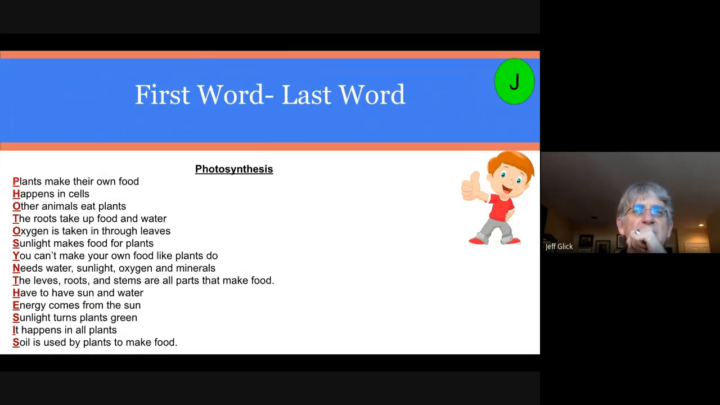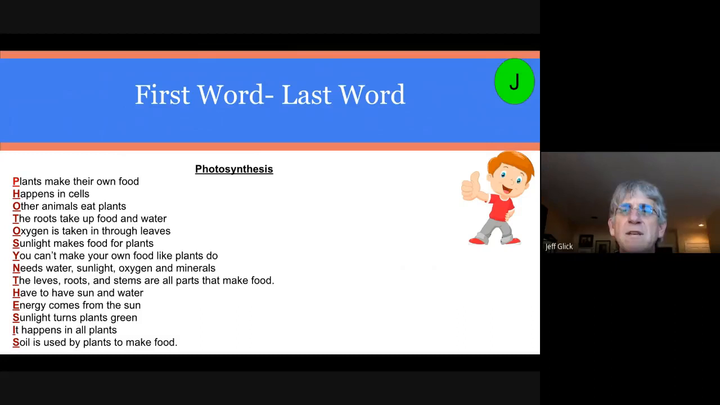So we're going to try one that you probably have done, but I do feel like it's a good, easy assessment. It's called first word, last word. In this case, the word that I chose was photosynthesis. And what students do with first word, last word is you give them the topic of the word, and they write down everything they know about that topic.